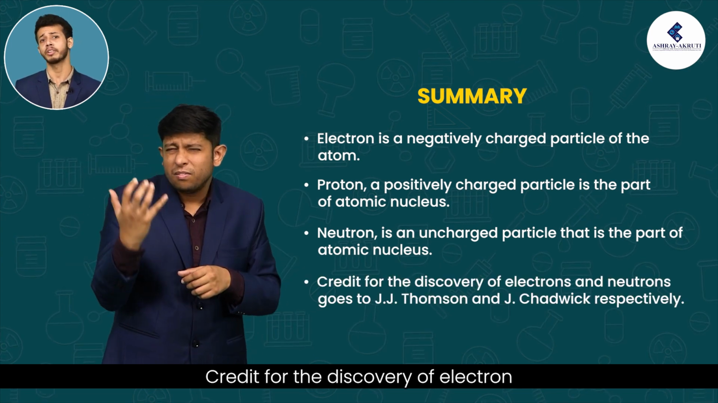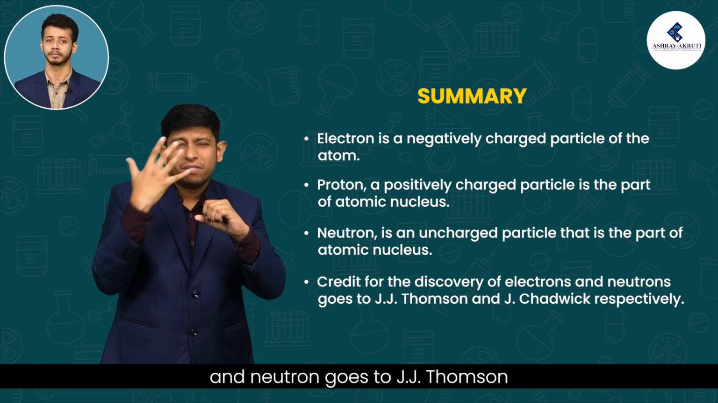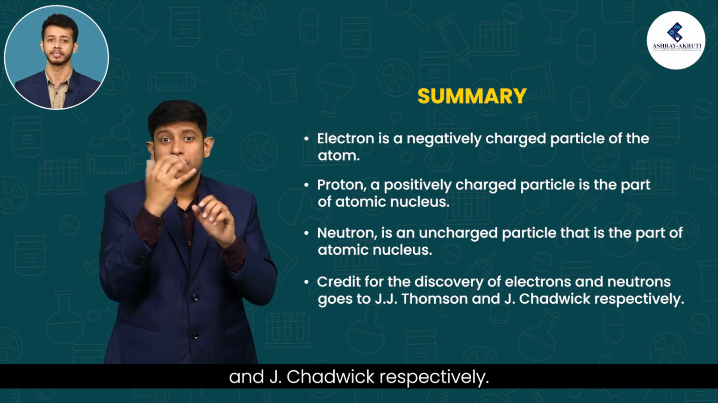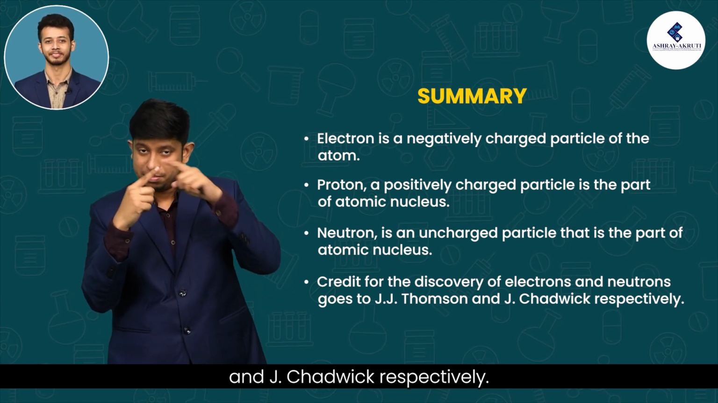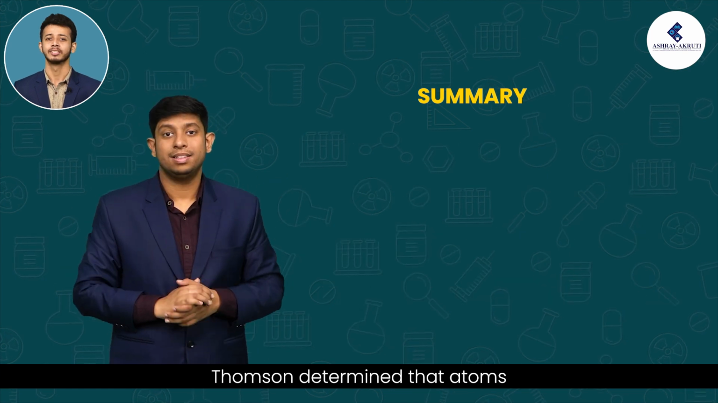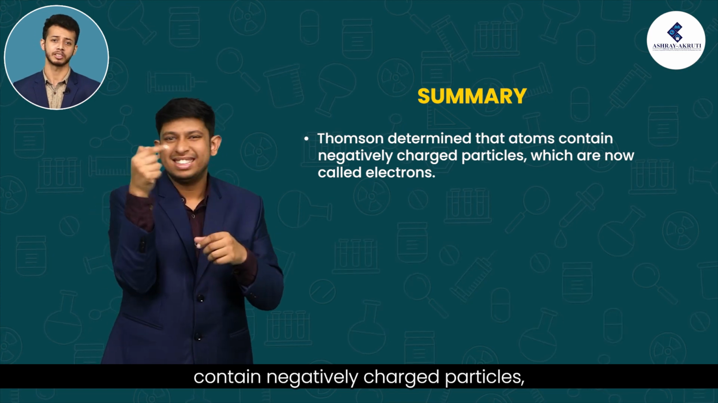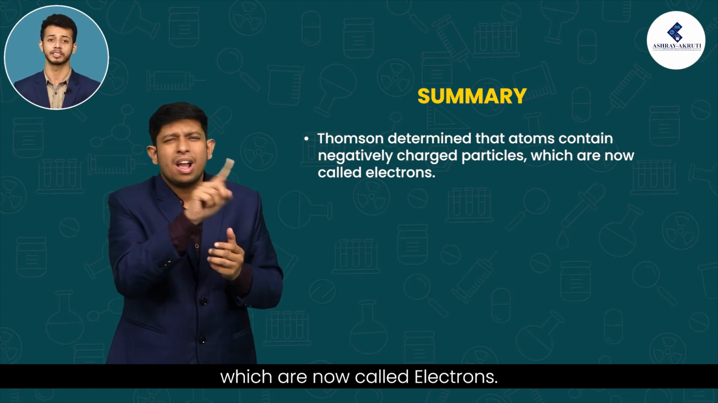Credit for the discovery of electron and neutron goes to J.J. Thomson and J. Chadwick, respectively. Thomson determined that atoms contain negatively charged particles which are now called electrons.